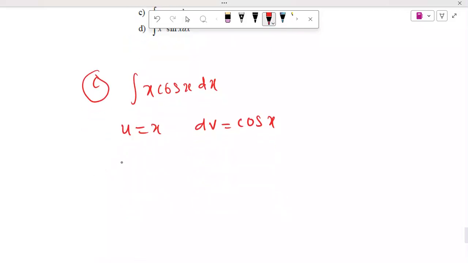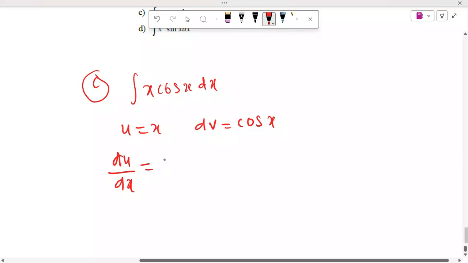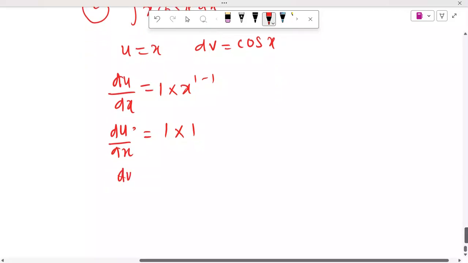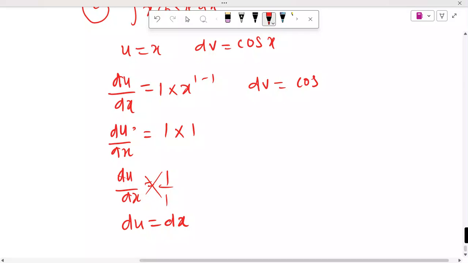Then you differentiate and you integrate. You find du over dx, differentiating u with respect to x. The power is 1, so 1 multiplied by x to the power 1 minus 1. So du over dx is equal to 1, since anything raised to power 0 is 1. So du over dx equals 1, and you can cross multiply to get du is equal to dx. Nice. Then we come to dv equals cos x. So here you are integrating. So v equals sine x plus c, but it doesn't matter.